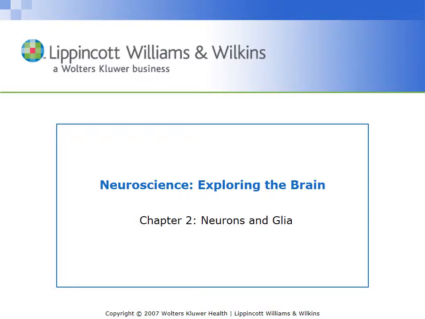And today we're going to be talking about the cells in our nervous system. We will focus on different cell types of the nervous system, which will include the neurons and glia.